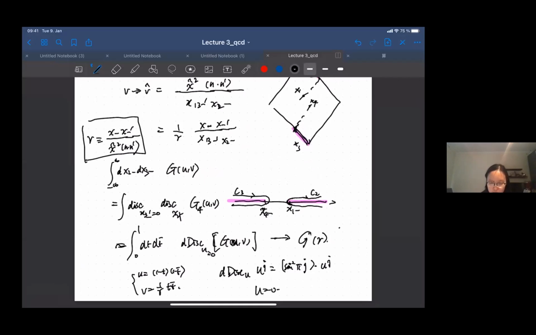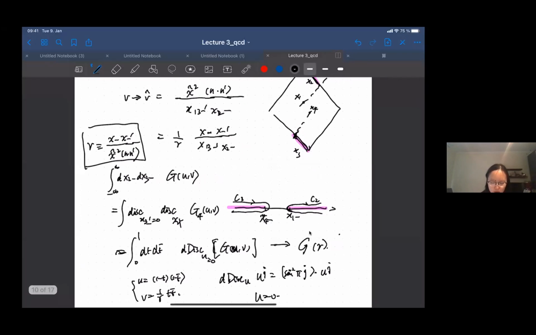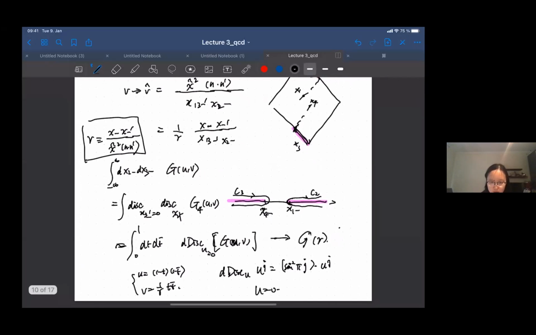After doing these discontinuity manipulations, the integral is converted to a twofold integration along these branch cuts, and the integrand is real and positive. So that integral is, first of all, finite, and also unambiguous. And the integrand is manifestly real, and in fact, it's positive.